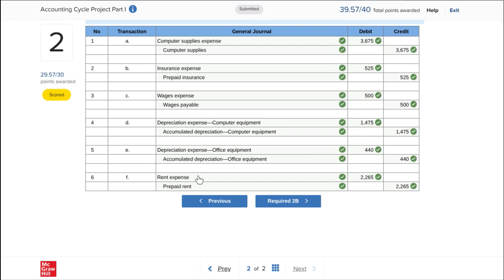And then the last adjustment was for prepaid rent. The balance was $3,020 for 4 months, and 3 of those months were expired. So $3,020 divided by 4 equals $755 per month, and then I did 755 times 3, which equaled 2,265. And so I debited rent expense and credited prepaid rent.